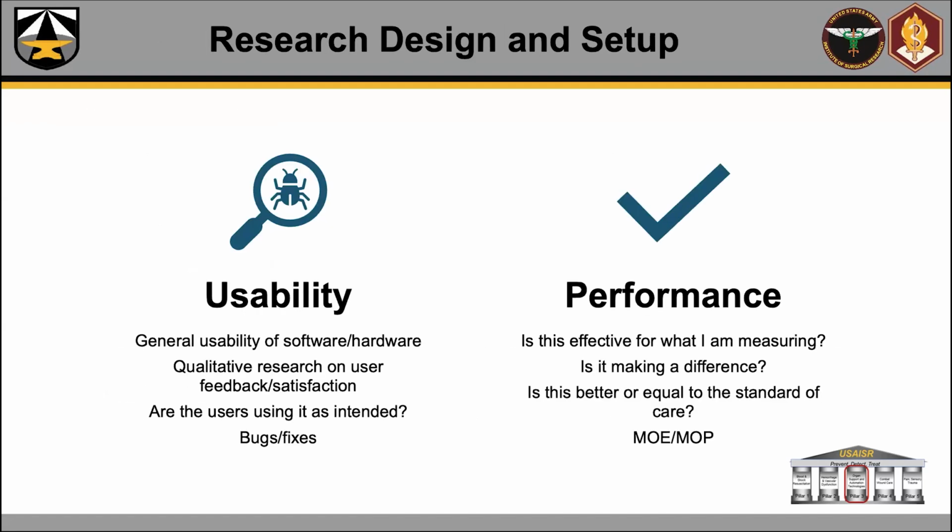Okay, so generally for our research, whether we're doing mixed reality or virtual reality, we have two arms to our work, which are the usability aspect and the performance aspect. Usability is: how satisfied are they? Did they use it as intended? You can do quantitative and qualitative research on the user feedback. That also allows our team to do any bug fixes, and then we move on into performance.